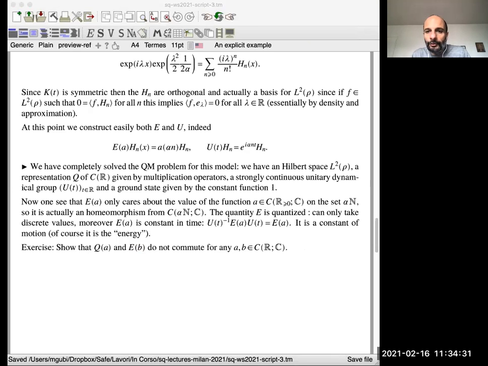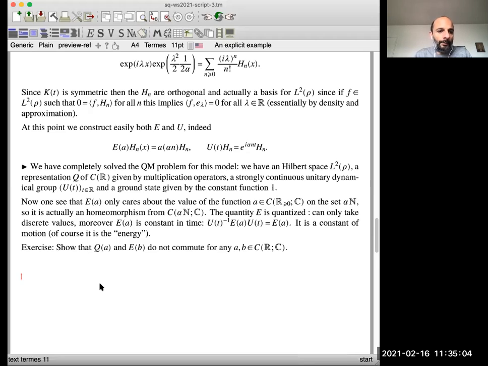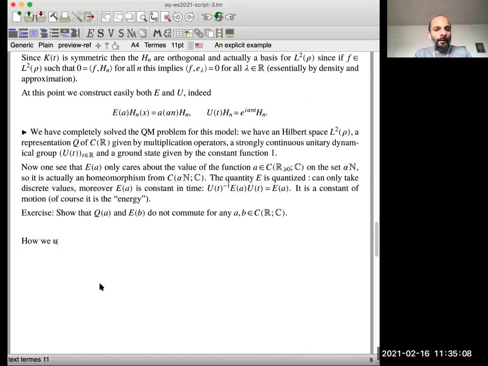So I said this message about the non-commutativity. Let me just wrap up this part and show you how you use all this to go back to our original problem: how we use all this to solve the original problem, to compute averages and results of measurement. That was where I started.